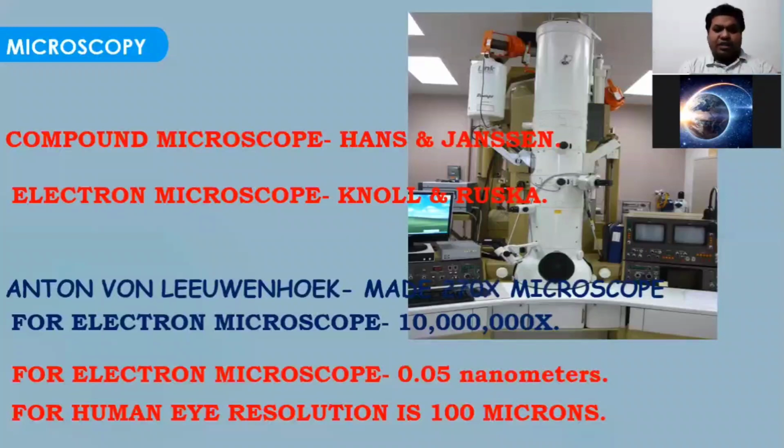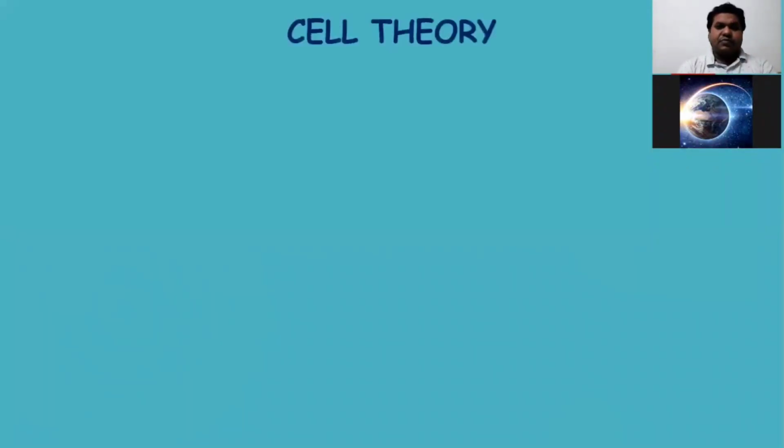Anton van Leeuwenhoek, if you recollect, was a pioneer in microscopy. The microscope which he used had a magnifying power of 270 times, 270x. Now remember, all these discoveries were very slow and scattered. The major push for cellular study came with cell theory.